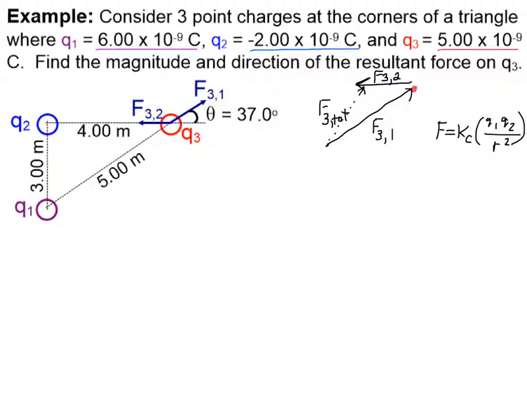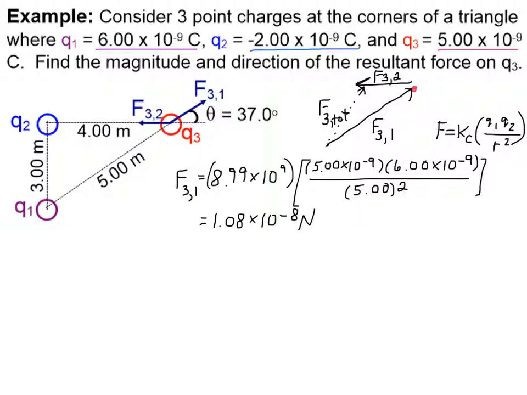Now that I have drawn my force diagram, I can calculate these individual forces using Coulomb's law. I'm going to calculate the force between charge 3 and 1 first, between these two charges. I'm going to plug in my Coulomb constant, the charges for each of those, charge 3 and charge 1, divided by the distance between them. You can see the distance between them is 5 squared, and I come up with 1.08 times 10 to the negative 8th newtons. That represents this force.